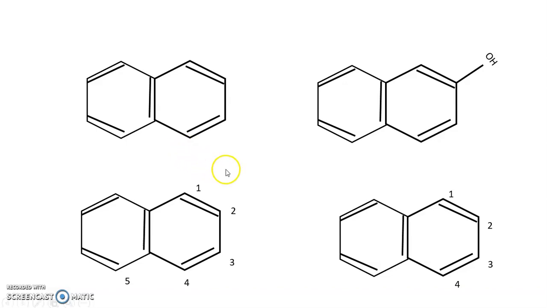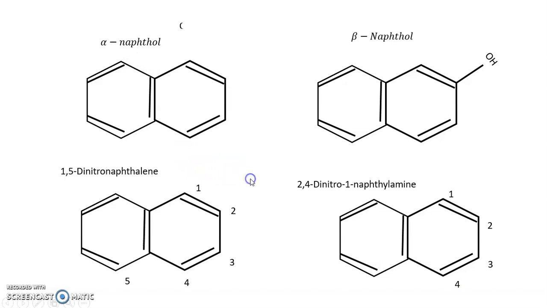This is the alpha naphthol, because the position of the OH is the alpha position. Otherwise, it can be written as 1-naphthol, or the other position is beta naphthol. And for highly substituted naphthalenes, the positions of the groups are indicated by numbers.